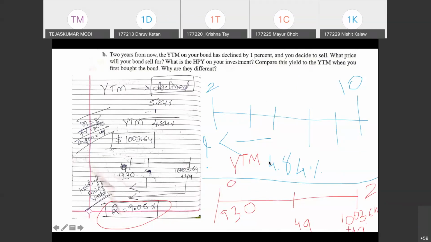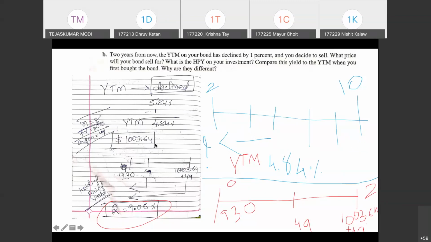Because you know YTM, you know the coupons, that is 49. So this is time 2, and now time 10. The YTM is now 4.84. So you know the 49s, and you also know the face value 1000. You will discount all the 49s for 8 periods and 1000 for 8 periods using 4.84, because now you know YTM, but you don't know the price today. So the price must be 1003.64.